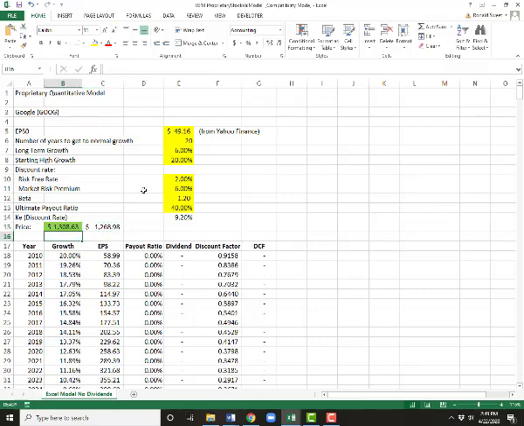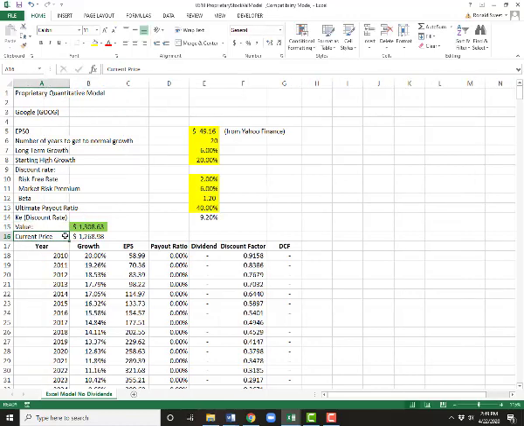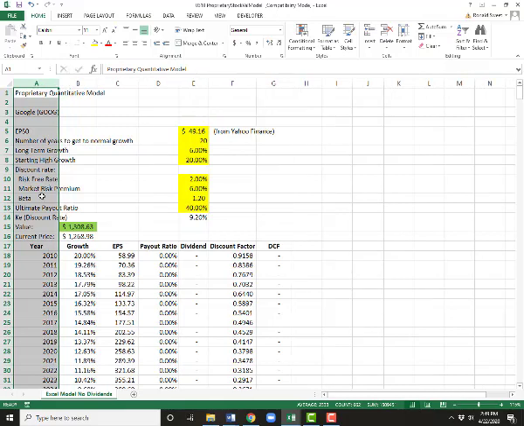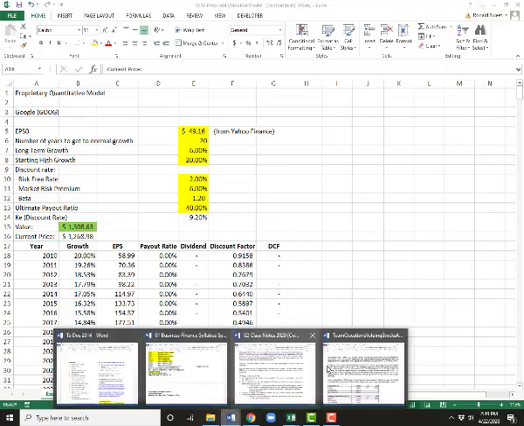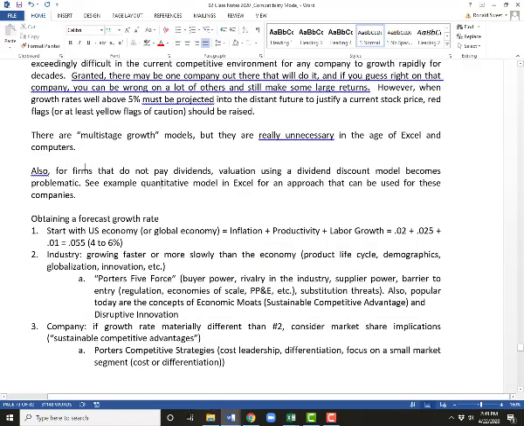Let me put this down here. This is not the price. This is my value that I'm putting on what I think they're worth. And this is the current price here. So we're just trying to decide what to do: buy Google, or buy Alphabet, or not. I'll save this and put it out on Blackboard so you can see an example of valuing a company that does not pay a dividend.